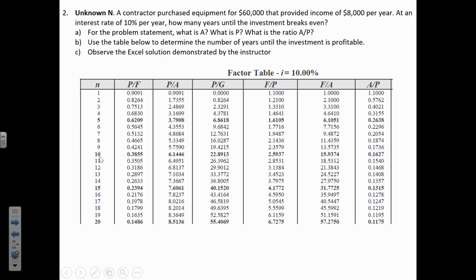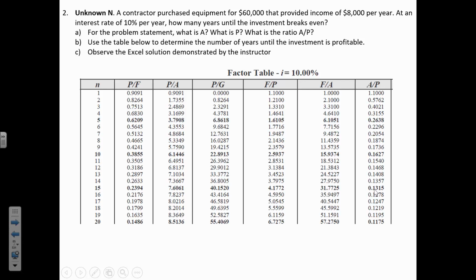So 14 years wouldn't get you there. You still wouldn't have gotten enough money back after 14 payments. So the ratio was too big, 0.1357, and remember, we're looking for 0.1333. And then with the ratio being too small here, that means now you've got more than enough revenue to cover the initial cost.